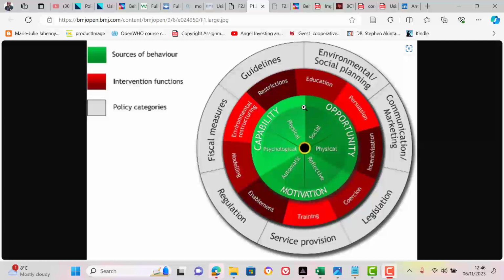So now, if you want to influence opportunity, what are the relevant policies for opportunity? You can use environmental and social planning. Policies at this level, and then communication and marketing policies can also influence someone's opportunity. And you can see that somehow there's also an overlap in this area. So there are a total of 7 policy areas.